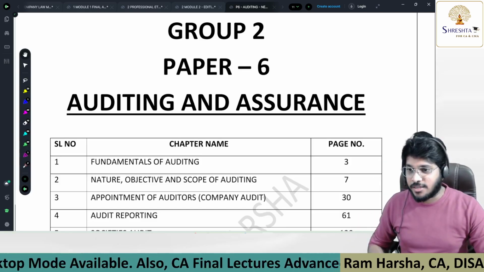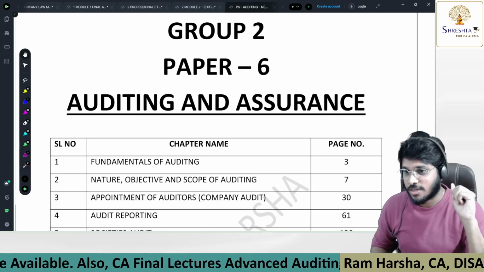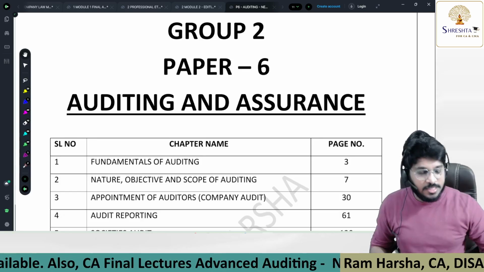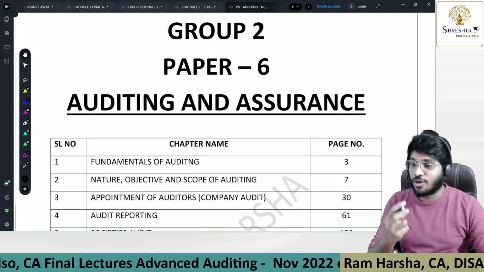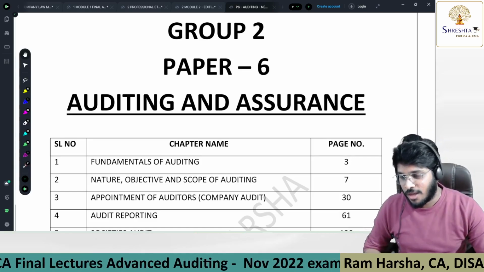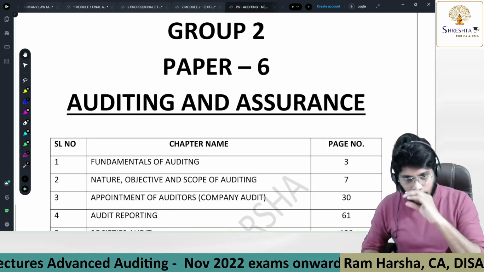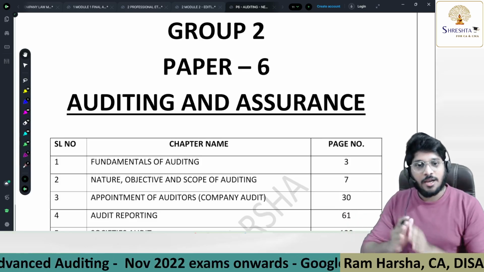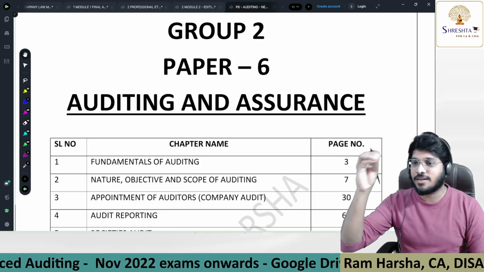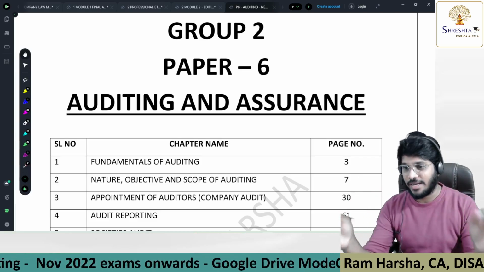CA Inter Auditing and Assurance day before exam strategy. How you should plan the auditing preparation, or I can say auditing revision, within that 1.5 days. What at any cost you must revise or go through, and what you can take a backseat. I mean, what are the chapters that come under category 2, which even if you do not revise, you need not worry much.